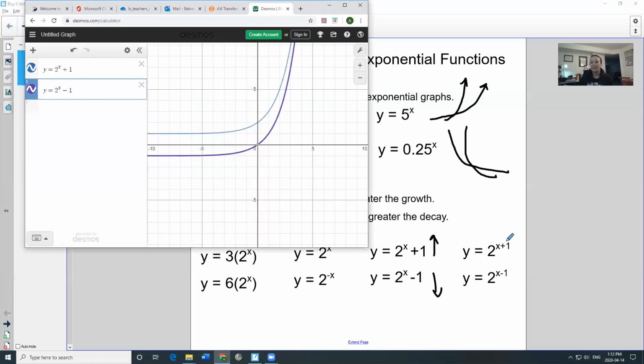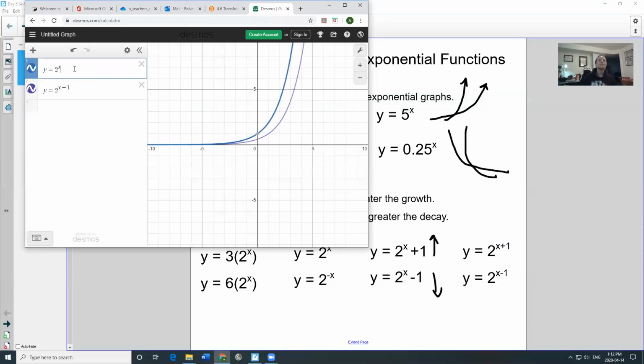And then up here, if we decided to change this +1 and put it up in the exponent, oops, there we go. Oh, it did it again. There we go, much better.